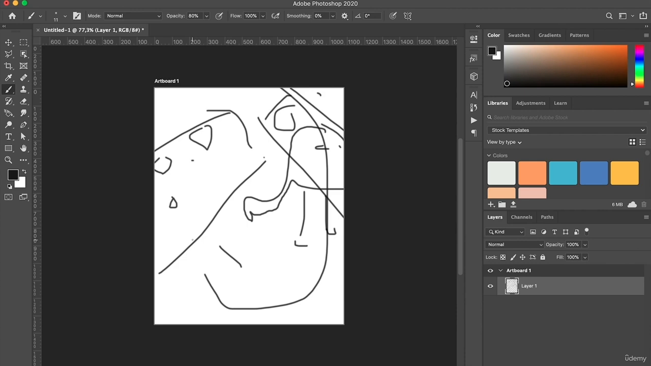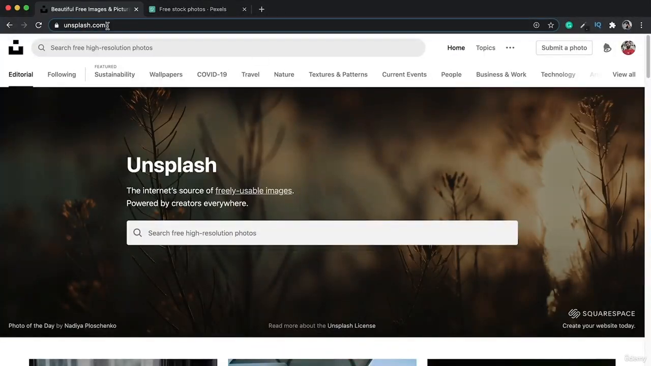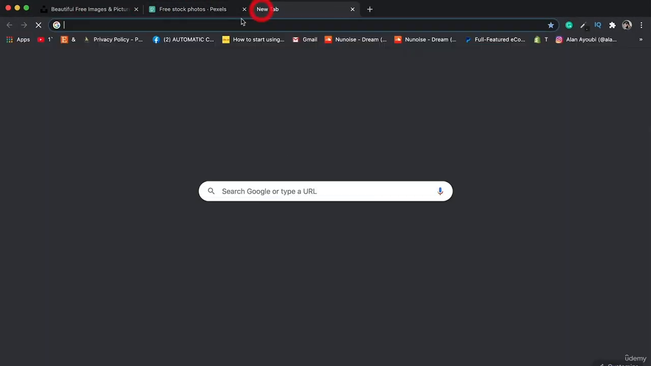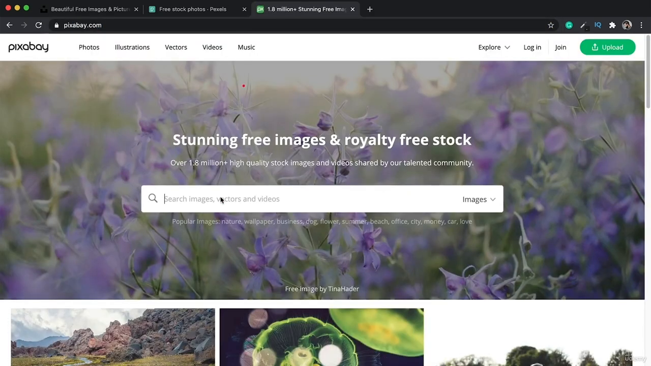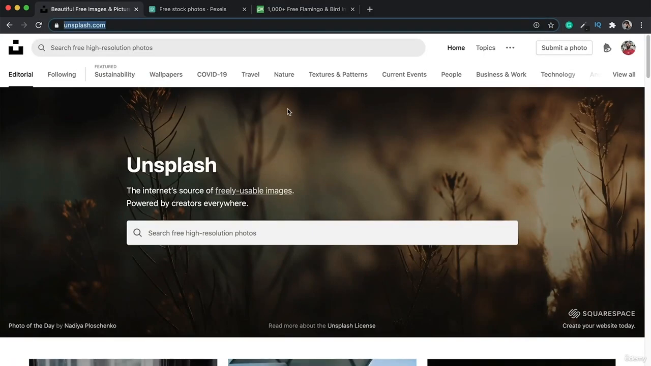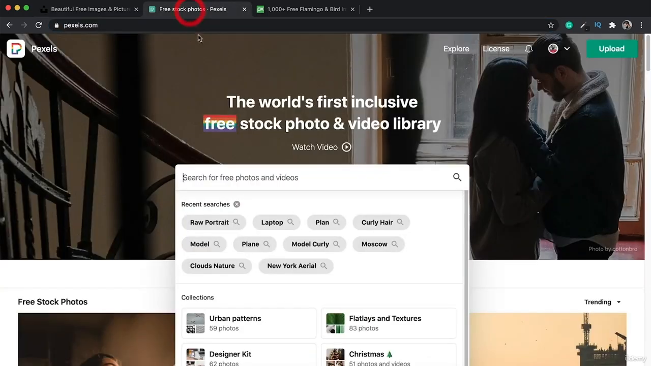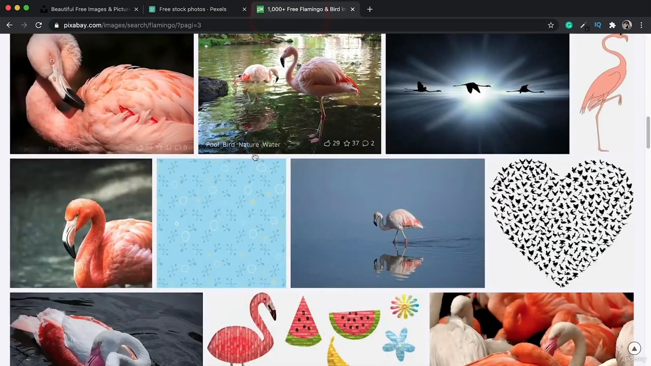So what I am going to do, I'll go to the websites that give photos for free. For example, we have Unsplash and Pexels, and we have Pixabay actually. So the first thing that I need is a flamingo. So I go ahead and search flamingo on Unsplash and Pexels and also on Pixabay.